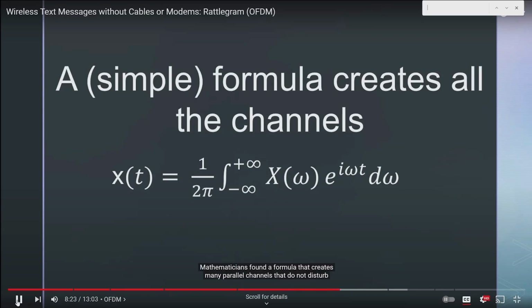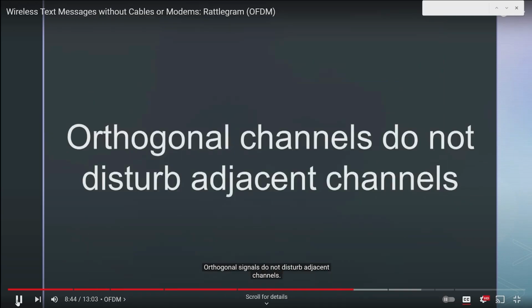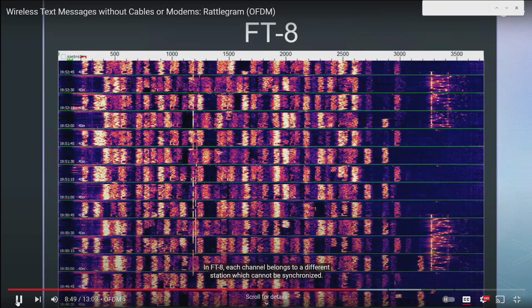Mathematicians found a formula that creates many parallel channels that do not disturb adjacent channels. What is impossible in our analog world is possible in mathematics. This is where the orthogonal comes from, by the way. They use synchronized designer signals particularly created for that purpose. Orthogonal signals do not disturb adjacent channels. In FT8, each channel belongs to a different station, which cannot be synchronized. This is why it needs broader channels.